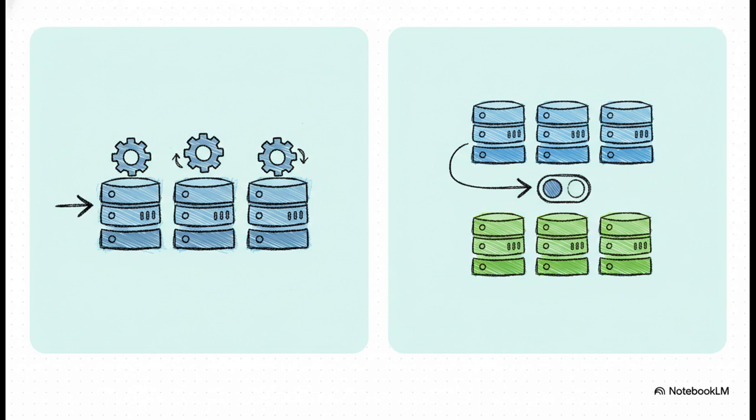Here, you create a brand new, identical environment, the green one, and deploy the new code there. Then, once you know it's working, you just flip a switch and route all your traffic from the old blue environment to the new green one. This means zero downtime, and if anything goes wrong, you can just flip the switch right back.